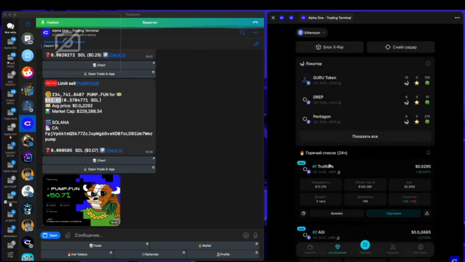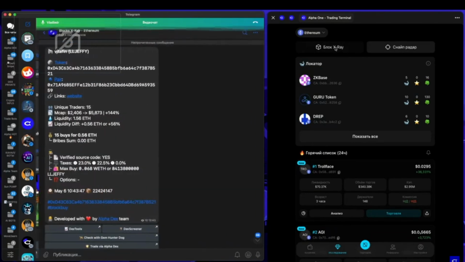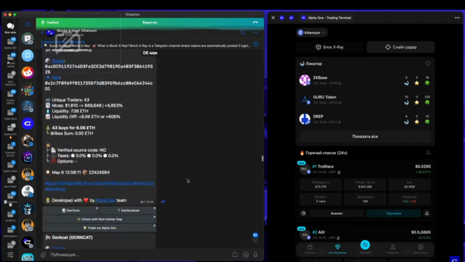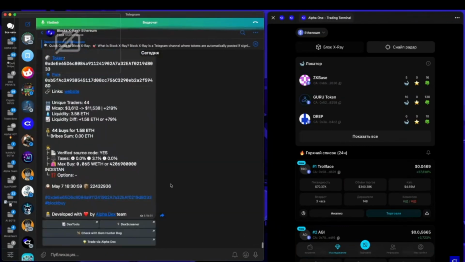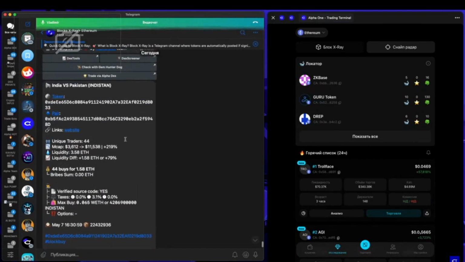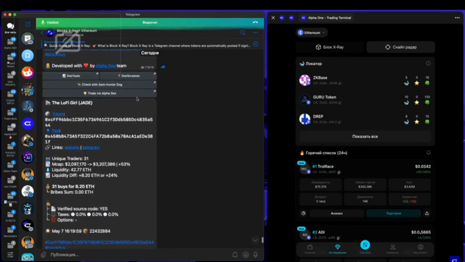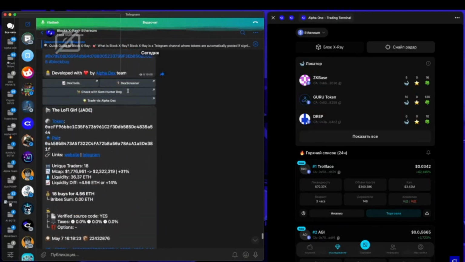Here in the Ethereum section, we also have tools called Block X-ray and Sniper Radar. Block X-ray is a tool that shows you abnormal activity in a block on the Ethereum network. We know that an Ethereum block lasts 12 seconds, and if during these 12 seconds there is some abnormal number of purchases or traders, then a publication with a signal about this token will appear in the Block X-ray channel.